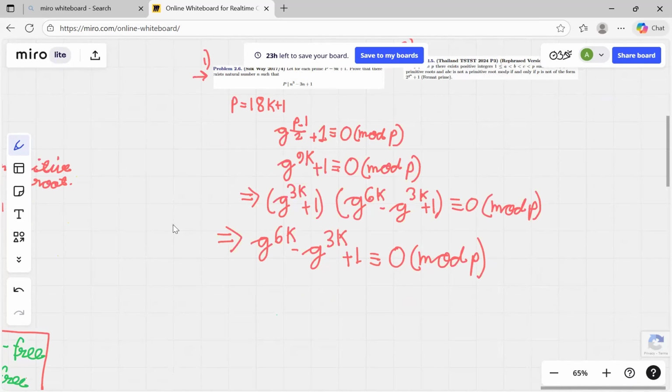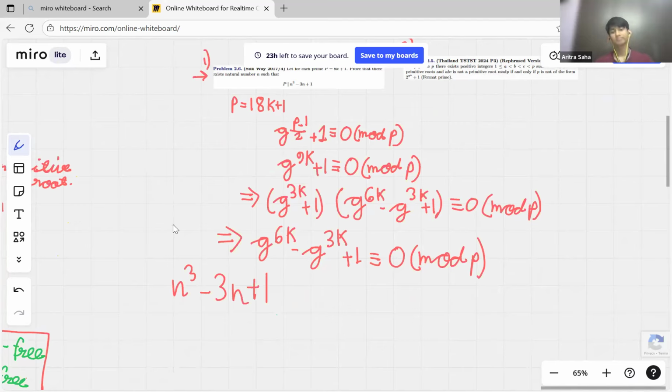Okay. So you have n cube plus 3n plus 1. Maybe take g to the 3k to the other side and again apply a cube plus b cube. That might work, but do you get anything concrete from there? Probably no.